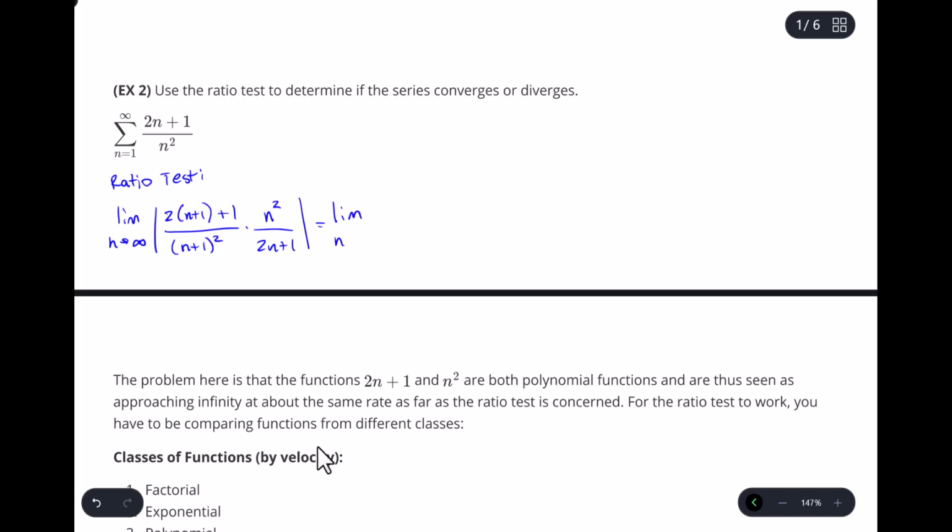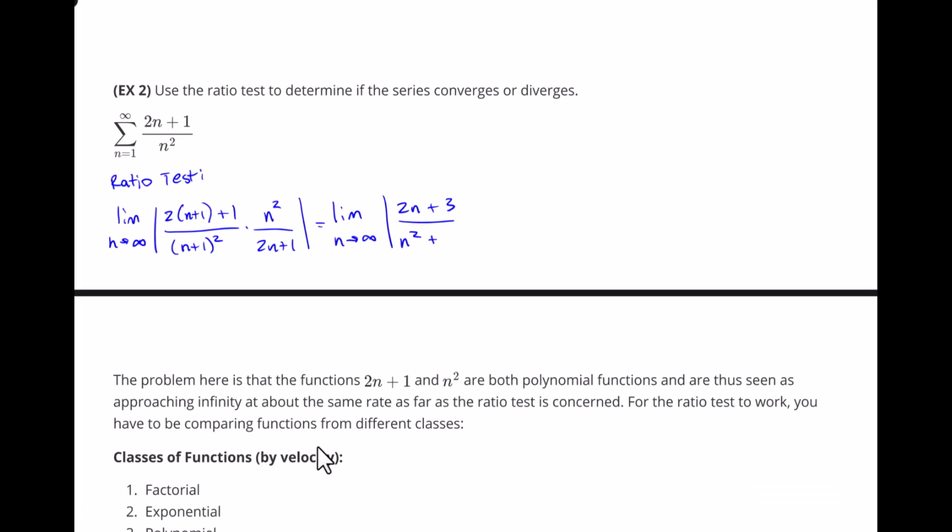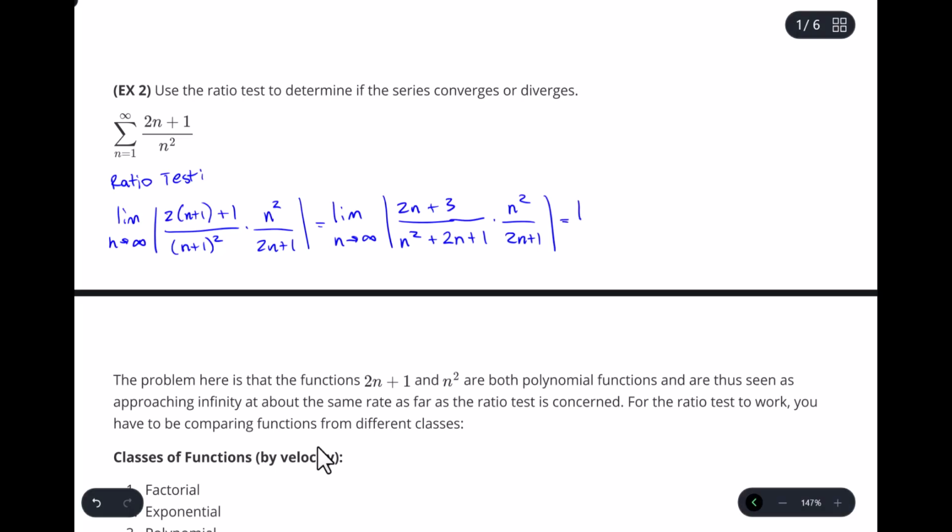All right, so a little bit of algebra here. I could write the fraction on the left as 2n plus 3 over n squared plus 2n plus 1, times n squared over 2n plus 1. And these two fractions are multiplying. I could multiply these polynomials out. It turns out it's not really all that necessary.